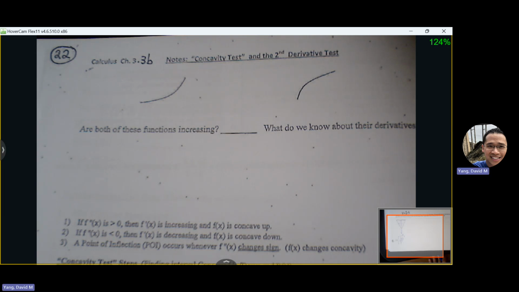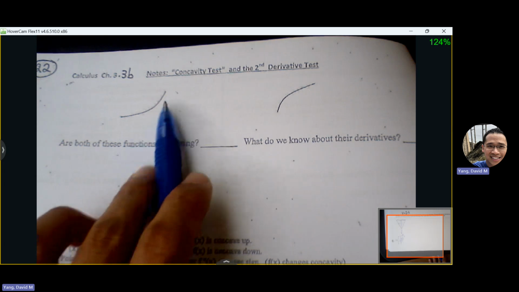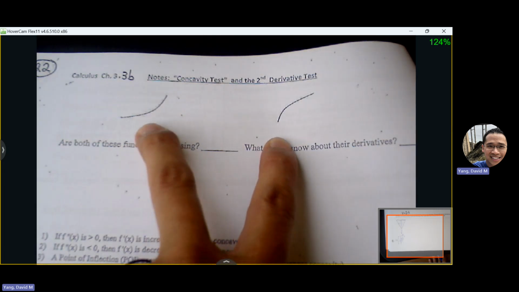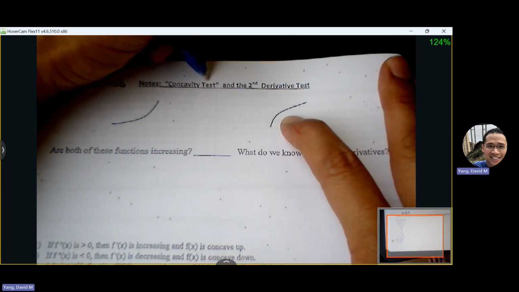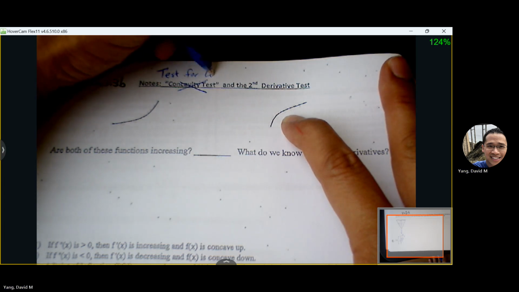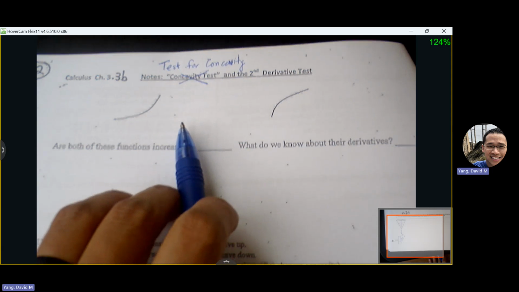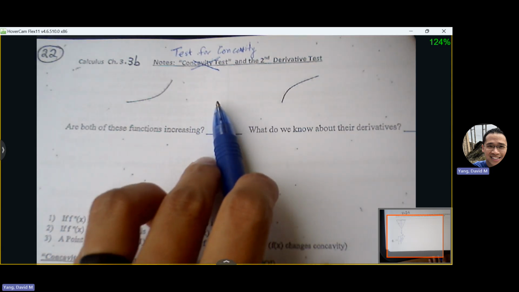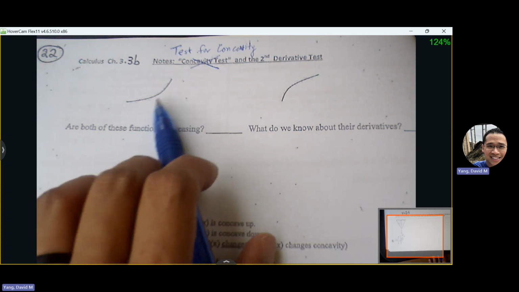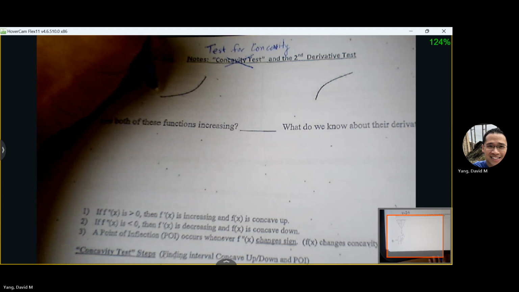Okay, page 22. Okay, so I want us to observe these curves here. It says concavity test, but I'm going to rephrase it. I'm going to say this is a test for concavity. So you've seen and heard concave up and concave down. So let's observe both these curves here. These curves are obviously different, but what's this?